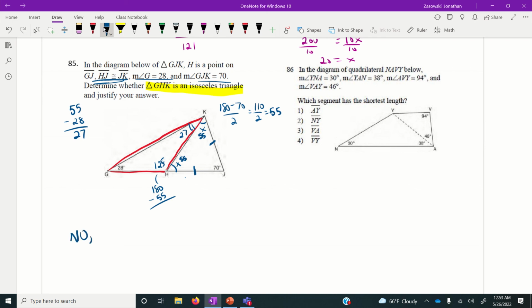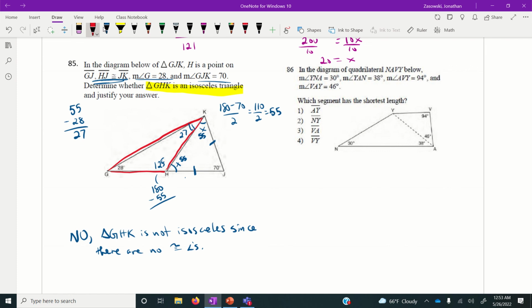Now to get full credit, you had to say no, okay? Triangle GHK is not isosceles since there are no congruent angles. And that would be enough. It would be enough to say no and show this work, by the way. If we have to explain it, that's how we would want to do it.